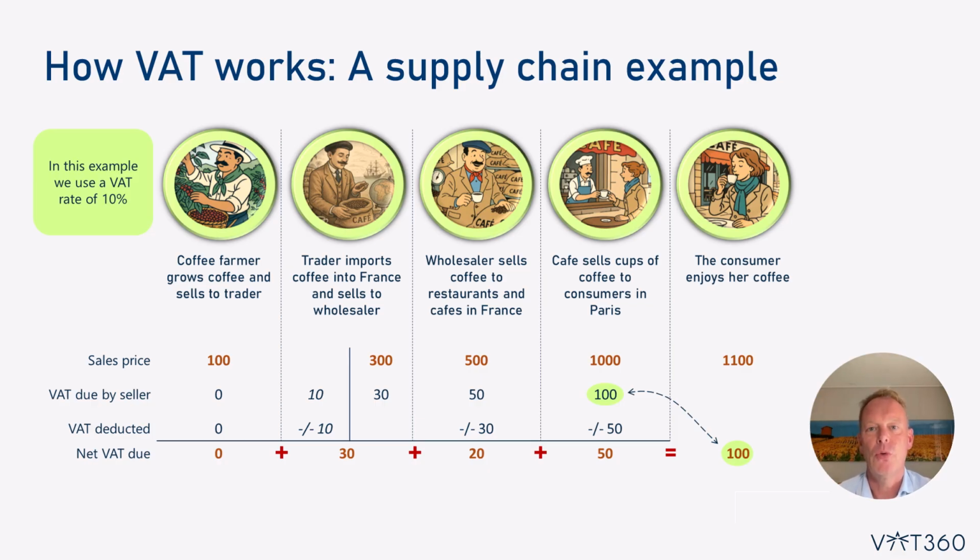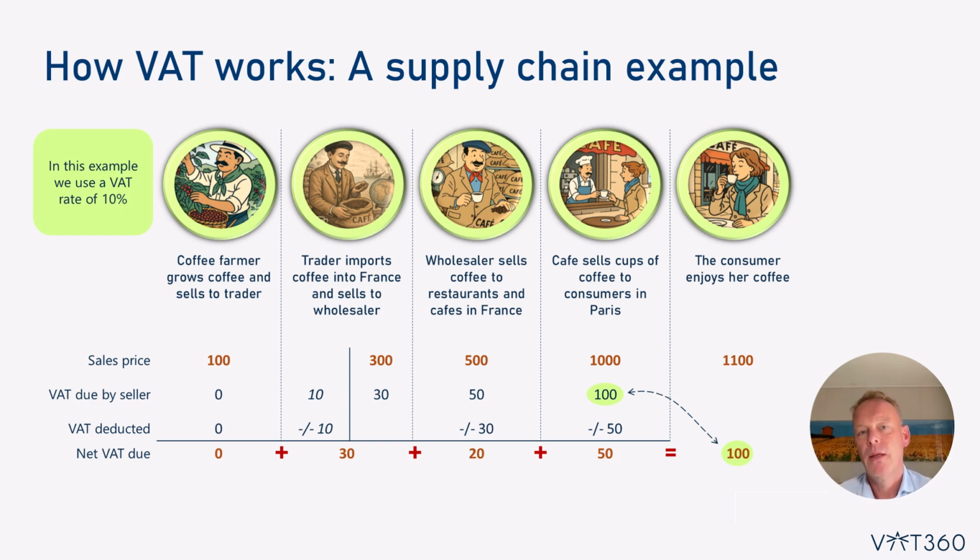From farmer to consumer with a flat 10% VAT rate. To keep it clear, we'll ignore currency differences. Step 1. The farmer. A farmer in Colombia sells green beans to a trader in Europe for $100. Because it's an export, no VAT is charged. Exports are usually zero rated.